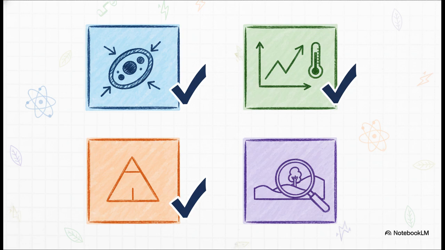Okay, let's do one last super fast check. Do you know the word equation for respiration? Can you read a solubility graph? Can you use that speed, distance, time triangle? And can you explain the difference between an ecosystem and a habitat? If you can nail those 4 things, you are in really, really good shape.